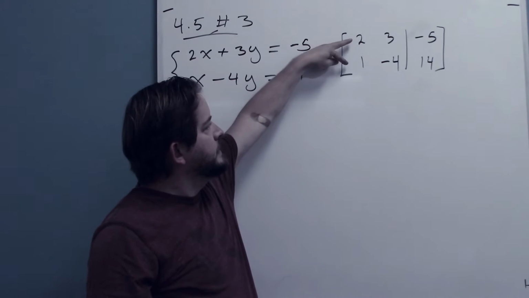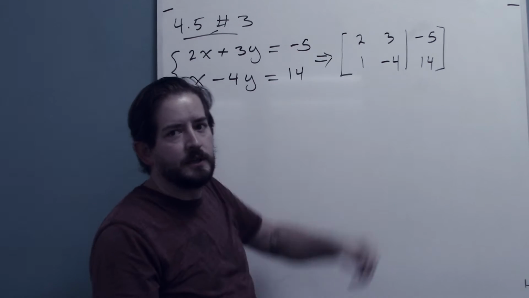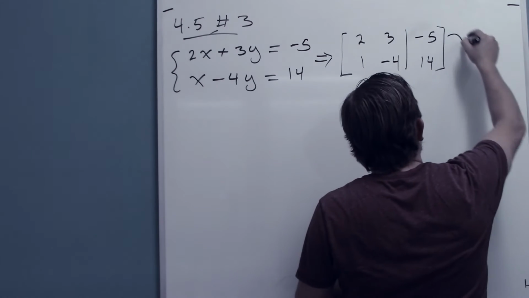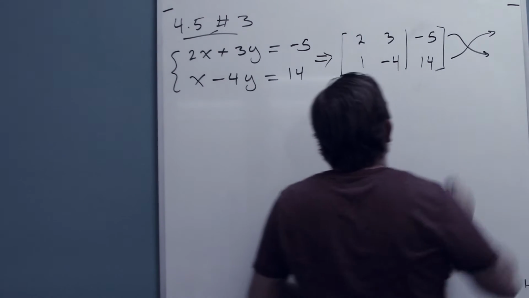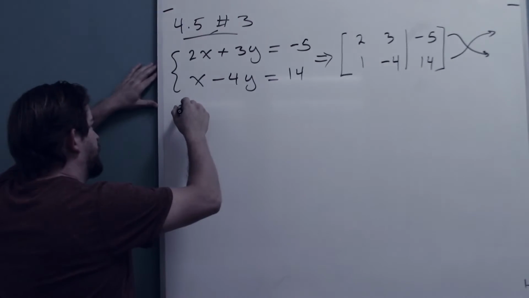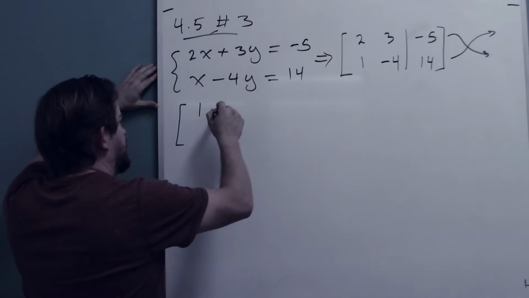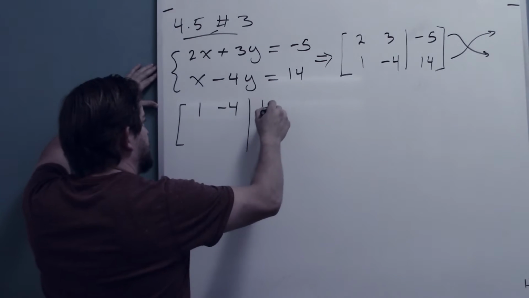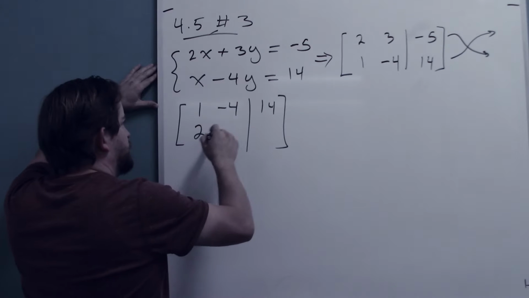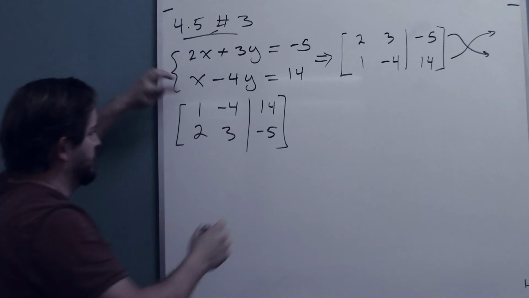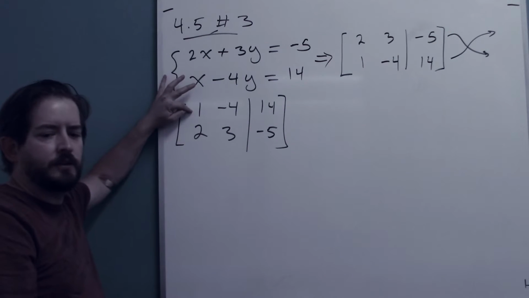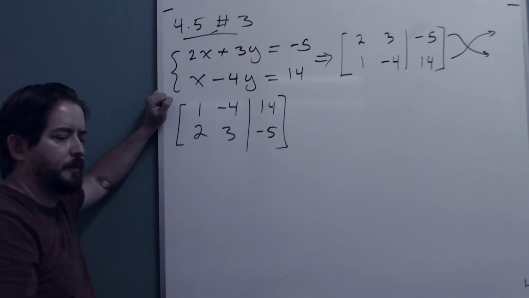But to start, I'd want to get a 1 in my upper left-hand corner. And it's easy in this case just to switch these two to get that 1 there. So the bottom row becomes the top row. That's 1, -4, 14. 2, 3, -5. And without having to do any calculations or arithmetic, I've got my 1 there.